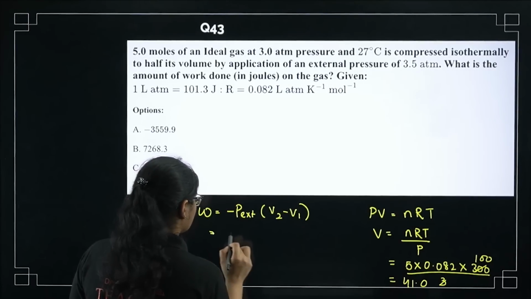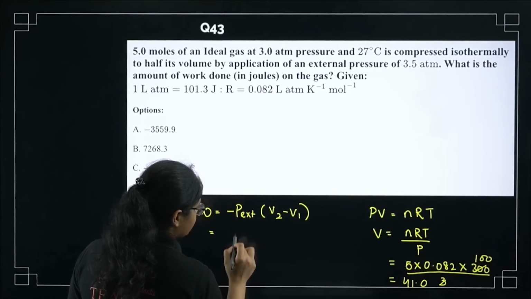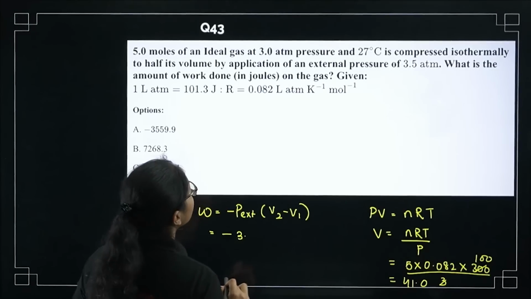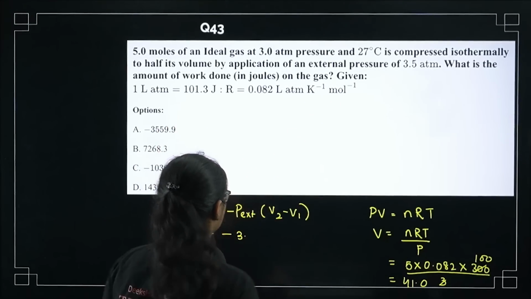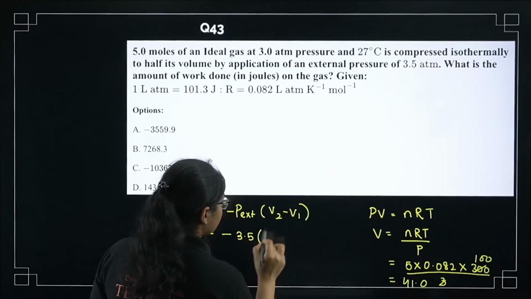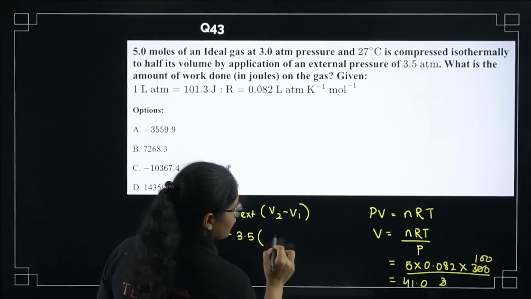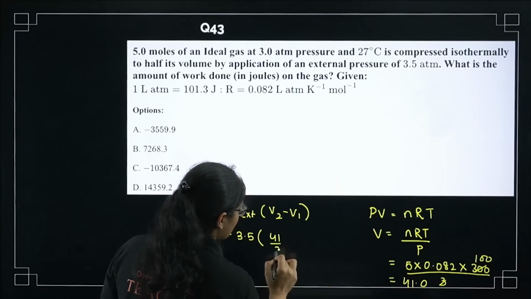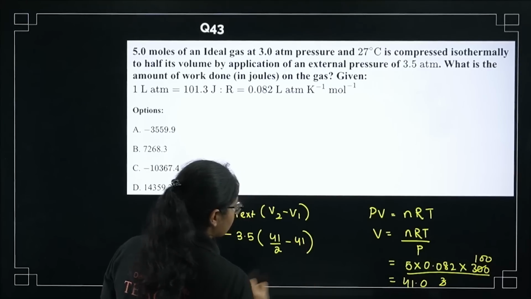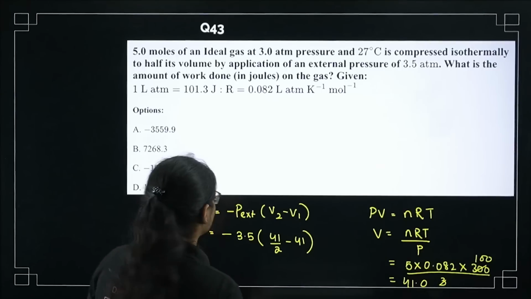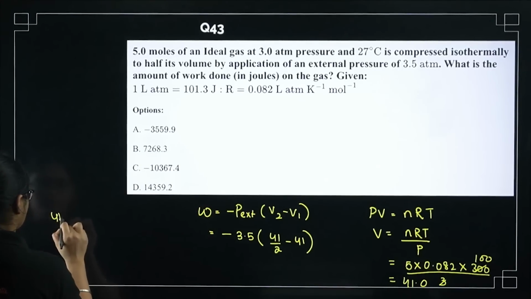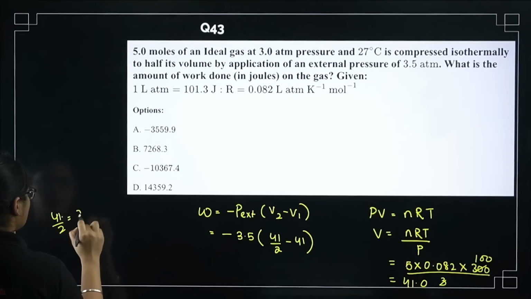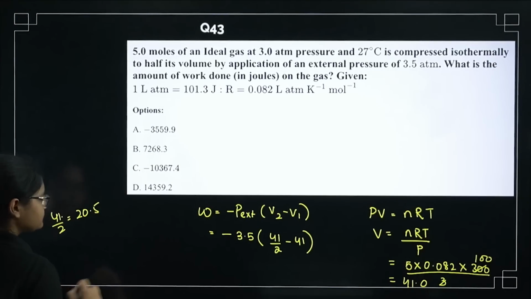So I have this formula, 3.5. This one is minus external pressure, is how much? 3.5. Okay, 3.5. V2 is how much? 41 by 2, minus 41. So 41 by 2 will be how much? I can just calculate here. 41 by 2 will be equal to 20.5, right?